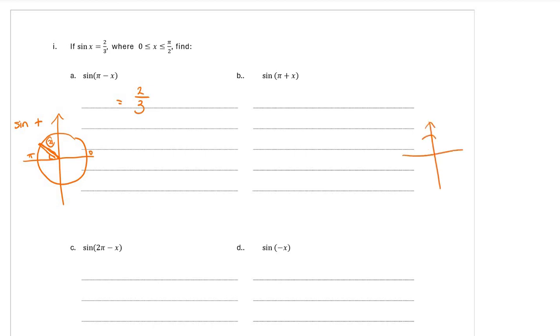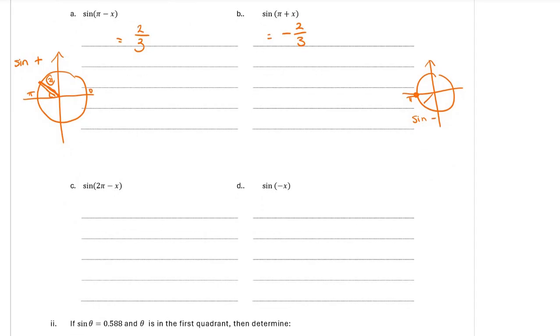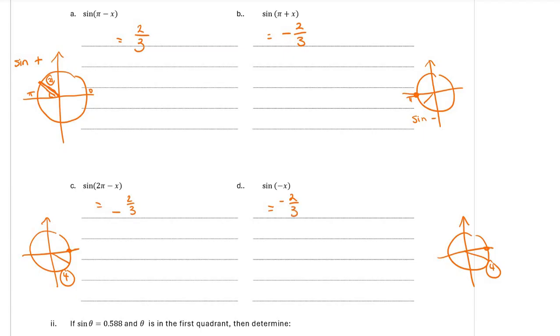Same idea. I've started here, but we're starting at pi and going forward, where sine is actually negative. The answer would be -2/3. For these ones here, if I start at 2 pi, that's the same as starting at 0. And then I go backwards, I'm going to end up in the fourth quadrant, which we know is -4 sine. And then last one, essentially what we just did, I'm starting here and going backwards. I once again end up in that fourth quadrant at -2/3.